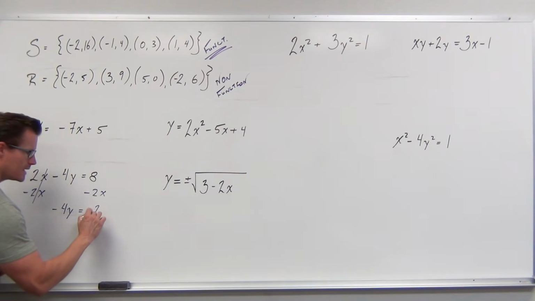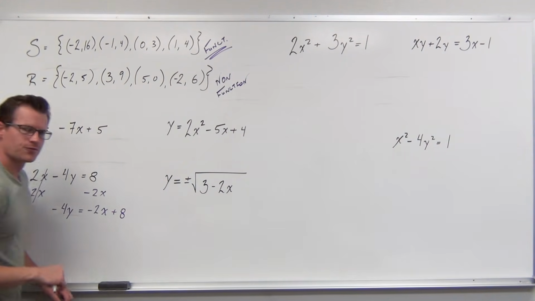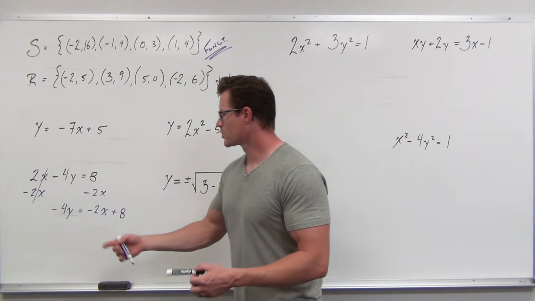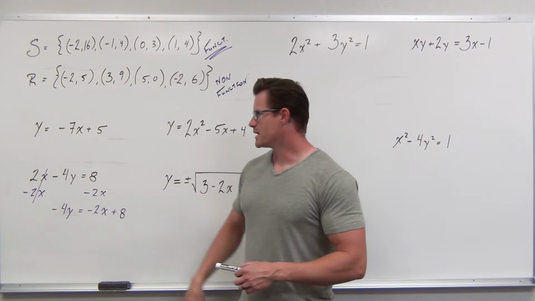On the right-hand side, negative 2x plus 8. Then to get rid of the negative 4, notice how it's connected by multiplication. We're going to divide, you just need to make sure that you divide every single term by negative 4.